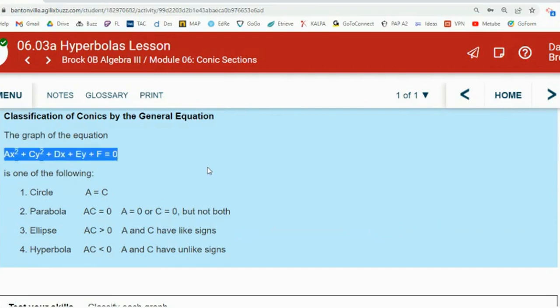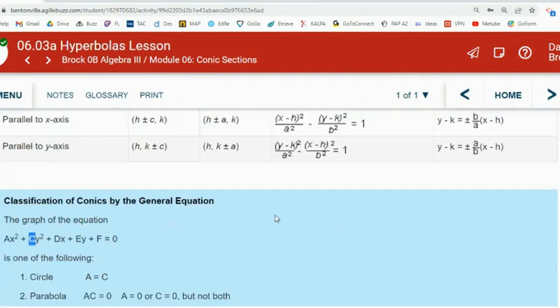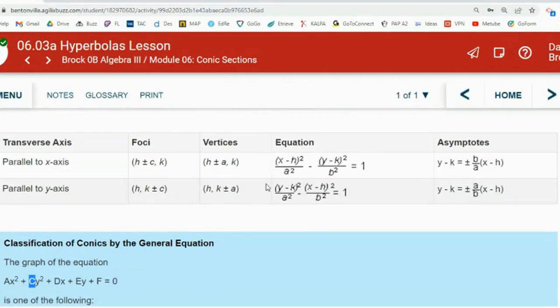It has x squareds and y squareds and everything on the same side, set equal to 0. But all you really care about is the a and the c. You don't have to worry about what d or e or f is. All you need to know is what the a and c are. So this is a nice little cheater chart to have, along with this little table above that to help you with hyperbolas.